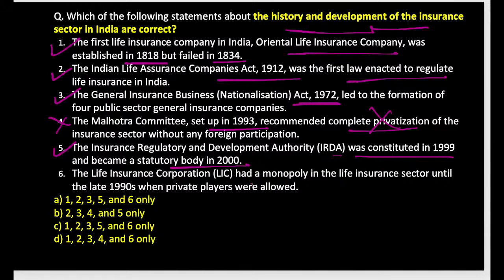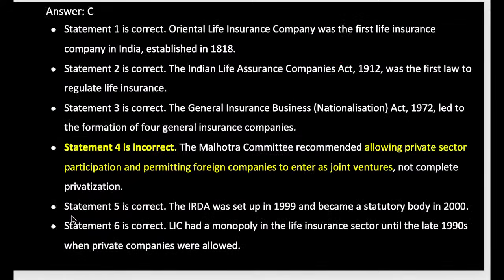Life insurance company had monopoly in the life insurance sector until the 90s when private players were allowed. So this is also true. So 1 2 3 5 6. So option C should be the right answer for this particular question. Correct. The only statement incorrect was statement 4. Basically they allow the private participation, but that does not mean the end of the public sector companies and all, right?